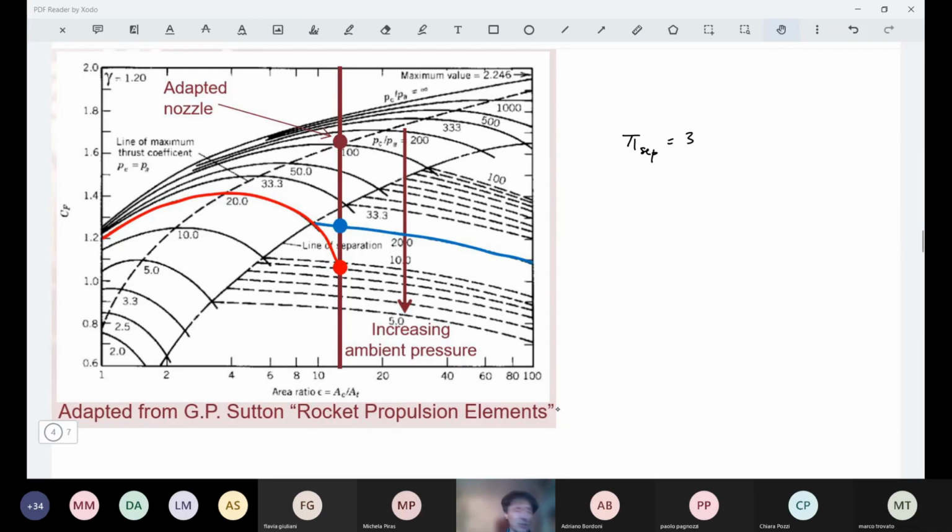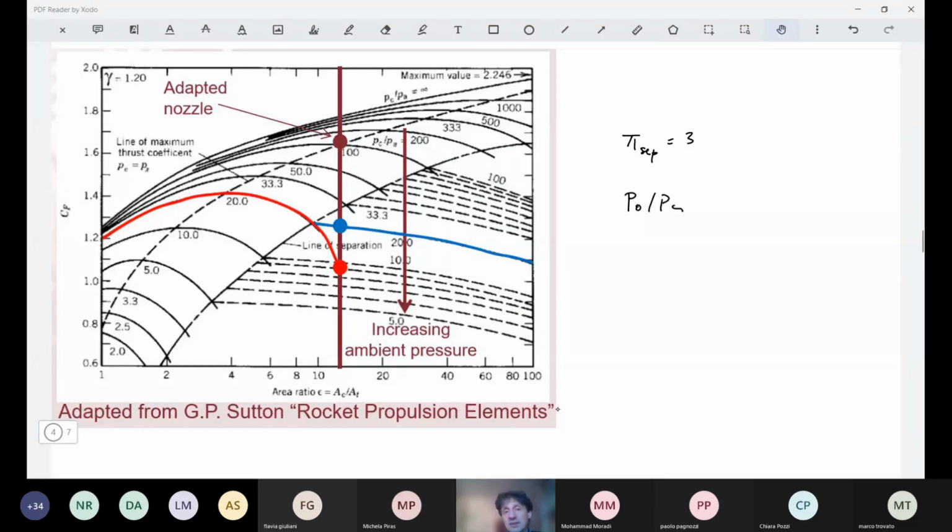And what is this brown line that I highlighted here? If we move along our ascending trajectory, what happens is that we have a constant total pressure and a decreasing ambient pressure. So we are increasing our value of P0 over PA. So I'm moving from one line to another for a given value of area ratio, which is fixed. So I'm moving along this brown line. And in particular, I'm moving towards higher values. So you see that, of course, increasing ambient pressure is in this direction, so decreasing is in the opposite direction.